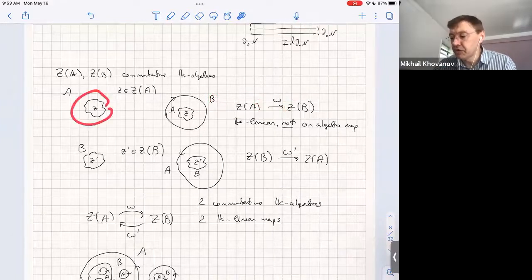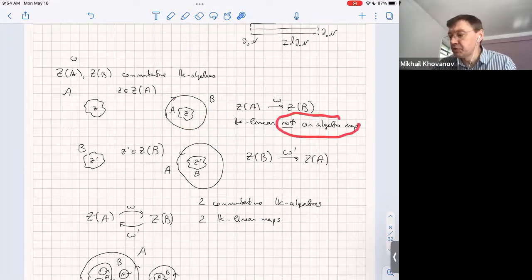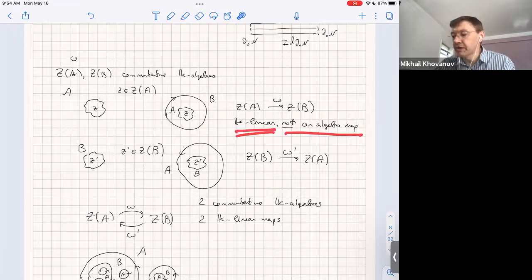And of course, the center of A is a commutative algebra. You get a map from the center of A, just wrapping stuff around, to the center of B. But most of the time, this map is not an algebra map. If you have two blobs, wrapping a circle around them is not the same as wrapping a circle separately around each blob. So it's just a map of vector spaces over K.